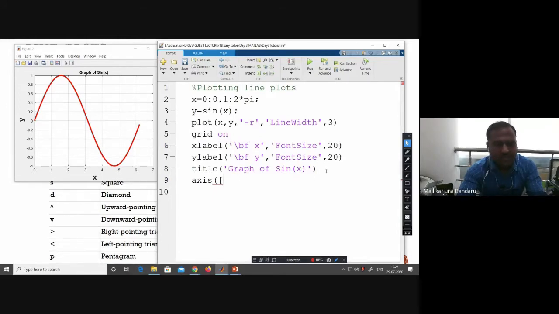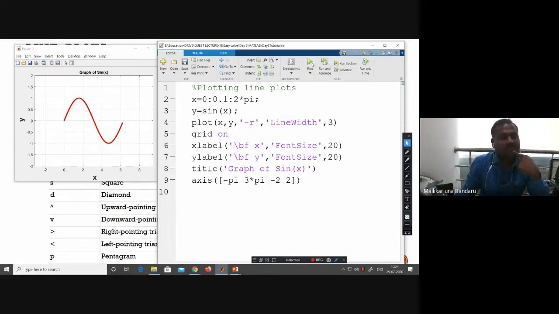Suppose here it is appearing 0 to 2 pi, right? Let me take minus pi to 3 pi, suppose. This is the x range. The first one is the minimum value of x, the second is the maximum value of x. Next, minimum and maximum of y value, suppose this is like this. Now keep observing the graph, what changes we can see. Only axis we are changing.